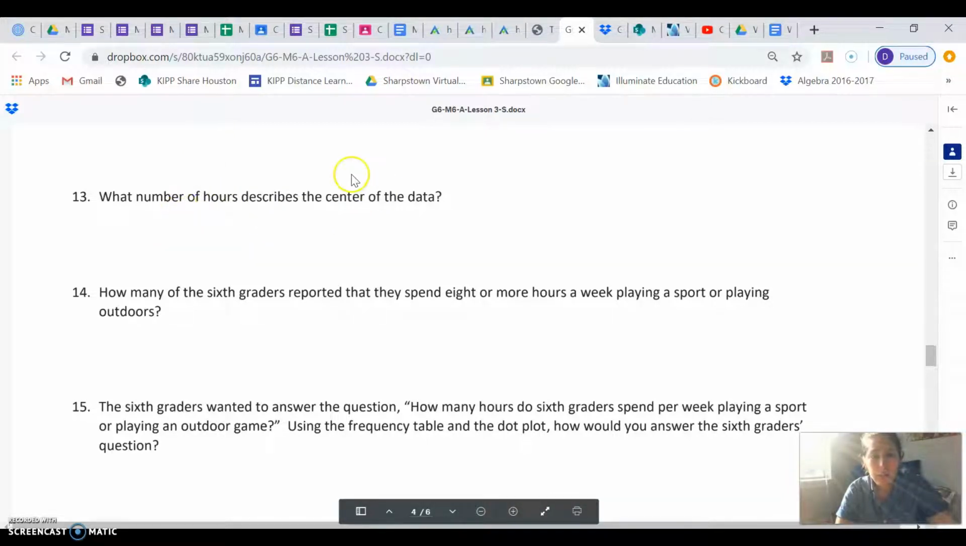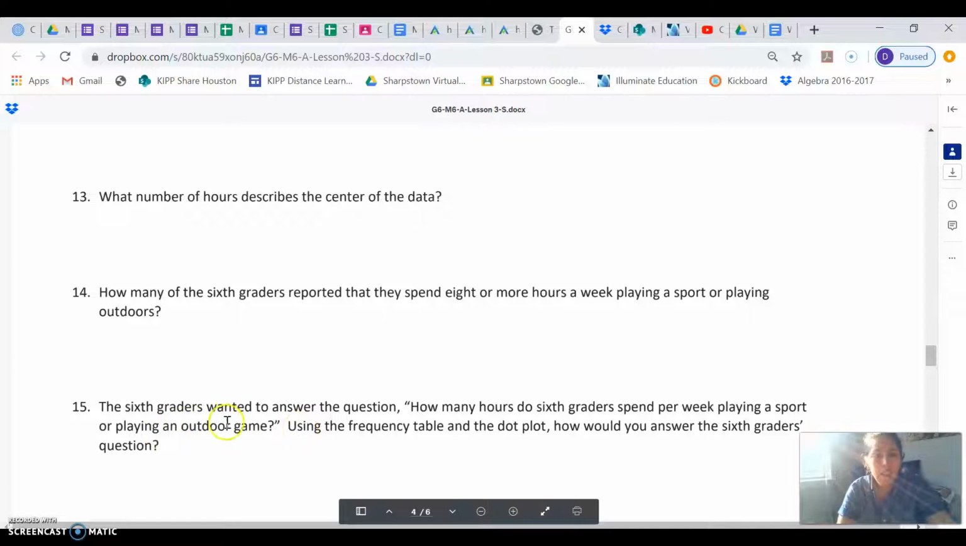What number of hours describes the center? So we'll talk about how to find the center. How many of these sixth graders reported that they spend 8 or more hours a week playing a sport or playing outdoors? So how can you zoom in on just the people who did a number or more or a number or less? So zooming in specifically into the data.